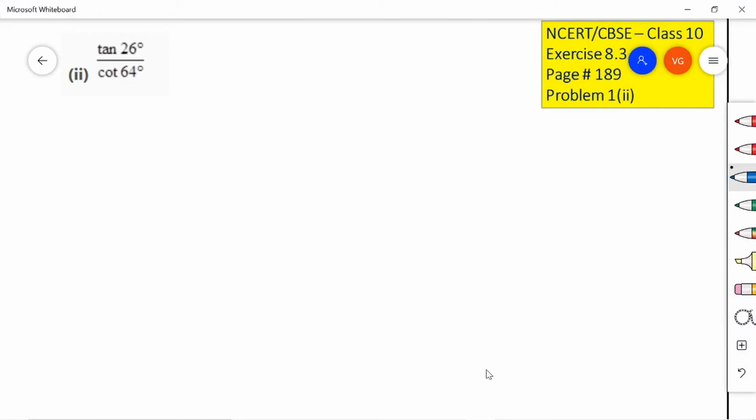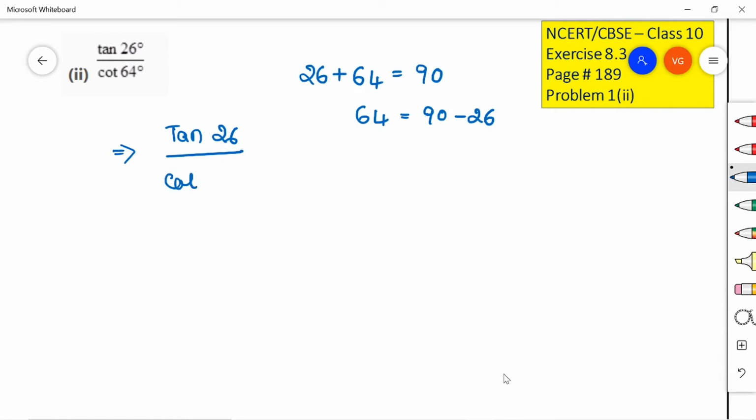This is the second subsection from problem number 1, exercise 8.3. The problem is tan 26 degree divided by cot 64 degree. Again we need to check whether the given two angles are making 90 degrees or not. So 26 plus 64 is 90, which means 26 and 64 are a complementary angle pair. So 64 I can write as 90 minus 26, so that both numerator and denominator come to the same angle.